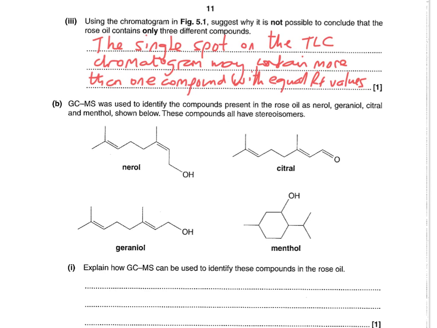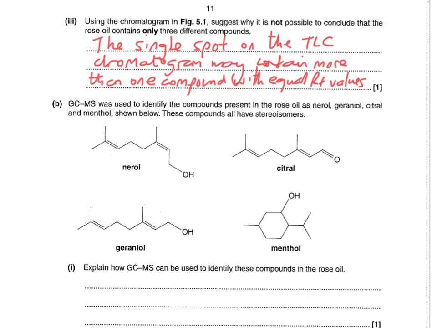So then it asks you to identify, it says GCMS was used to identify the compounds present in the rose oil, and you've got the structures of them given on the page. And it asks you to explain how GCMS can be used to identify these compounds in the rose oil. Now you remember that MS would stand for mass spectroscopy. I didn't mention that in this clip, but obviously gas chromatography and mass spectroscopy often go together.